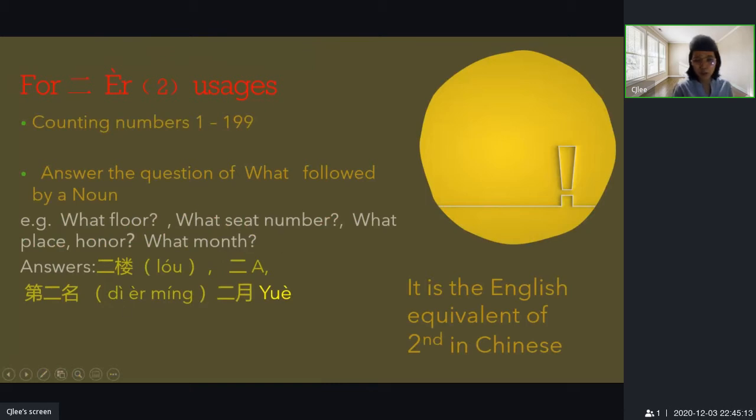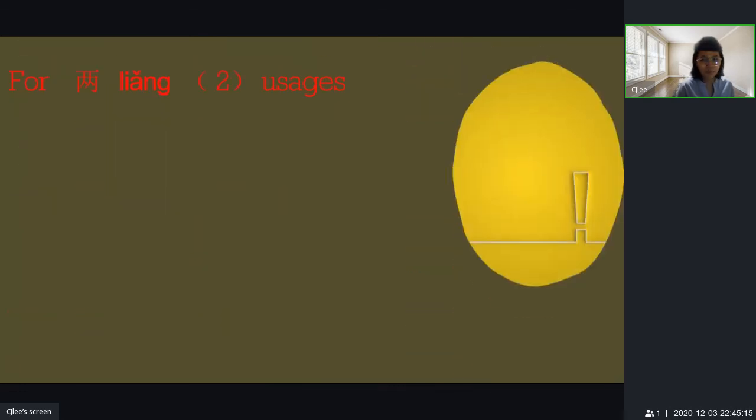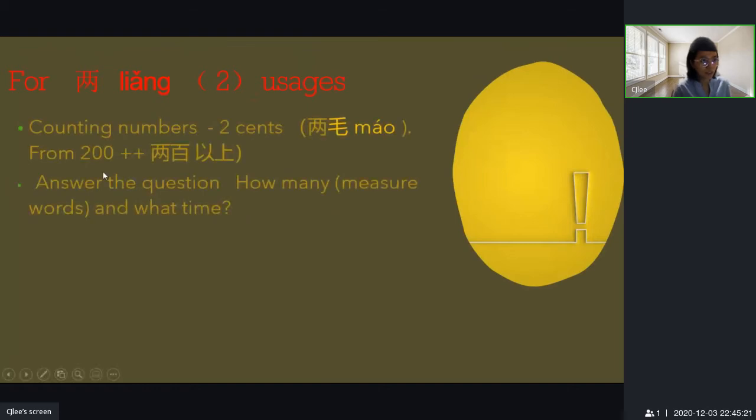And now we go to the 两 (liang). For 两, the first usage is counting numbers. For counting numbers, 2 cents is an exemption. For the 2 cents, we use 两毛. Only in 2 cents do we use 二. Because for 两, we use it mostly from 200 up. So 两百, 二百 is wrong. We use 两百 for 200, and then 2,000 is 两千, 20,000 is 两万, so on and so forth.